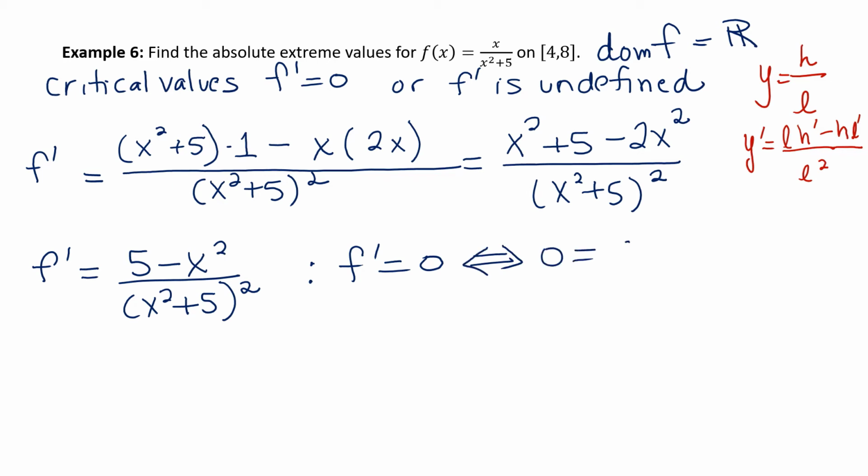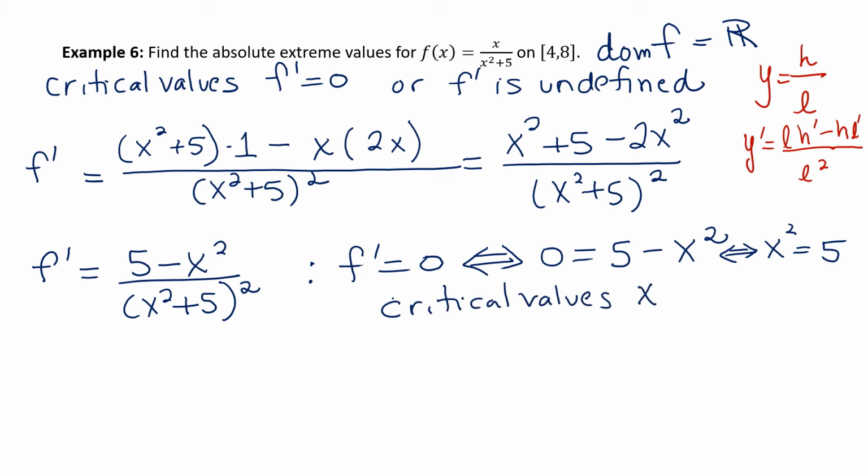You write 0 equals 5 minus x squared, and solving for x squared equals 5, we're going to use the square root property. The critical values are x equals plus or minus the square root of 5.